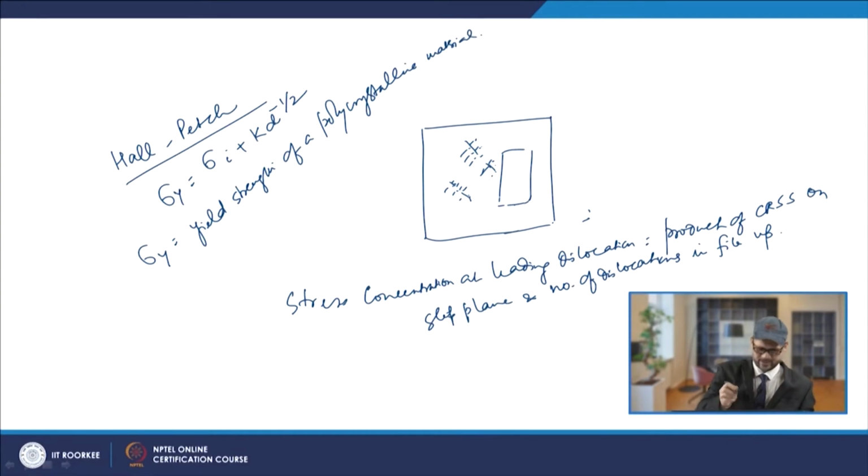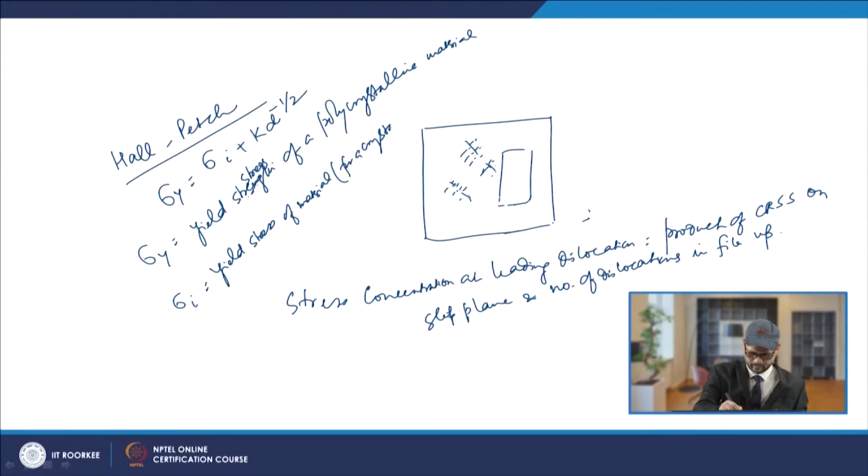For that material, sigma i is the yield stress of the material, or you can say it is for a crystal with no grain boundaries.